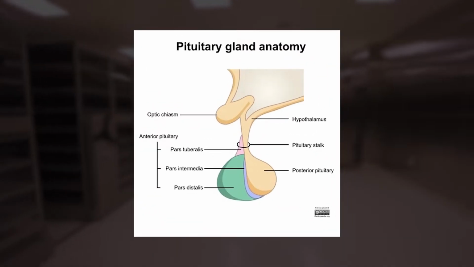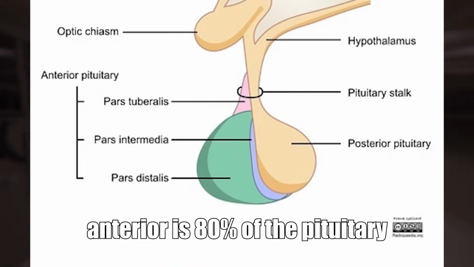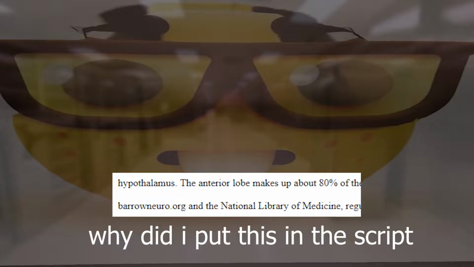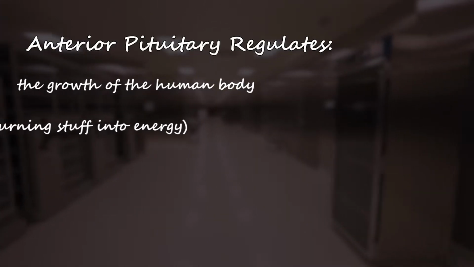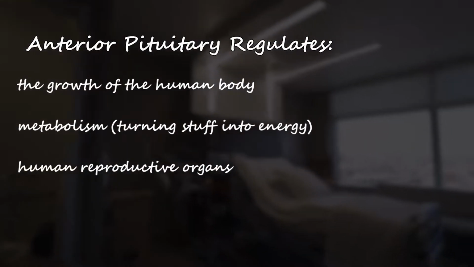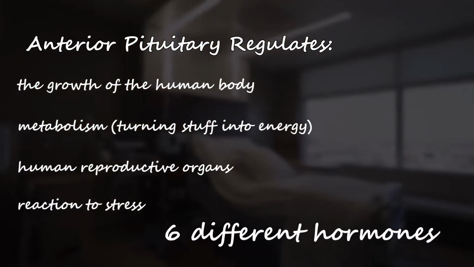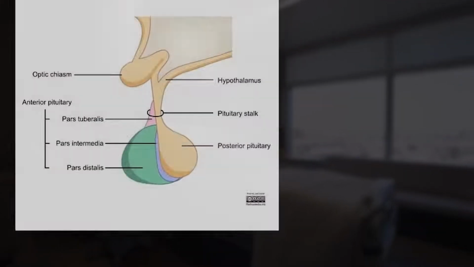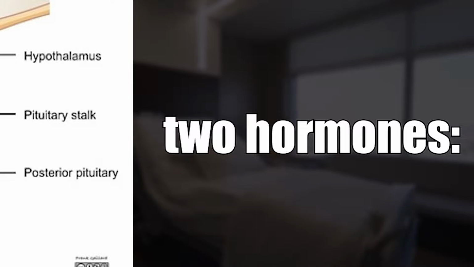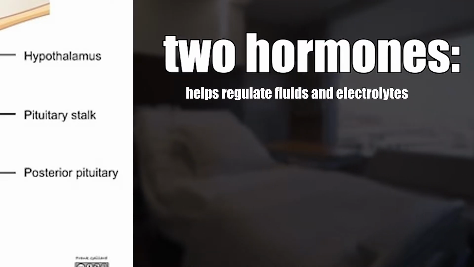The anterior lobe makes up about 80% of the pituitary and, according to baroneuro.org in the National Library of Medicine, regulates the growth of the human body, our metabolism, human reproductive organs, and our reaction to stress through 6 different hormones. The posterior pituitary releases 2 hormones which regulate the fluids and electrolytes in your system.